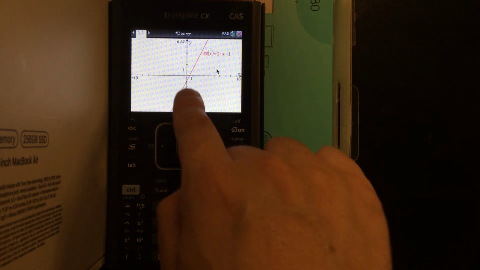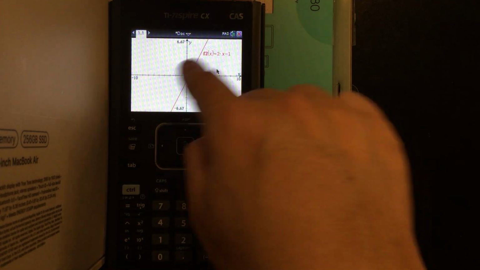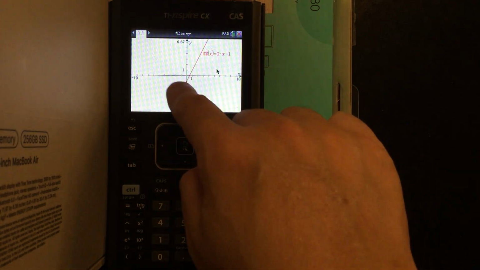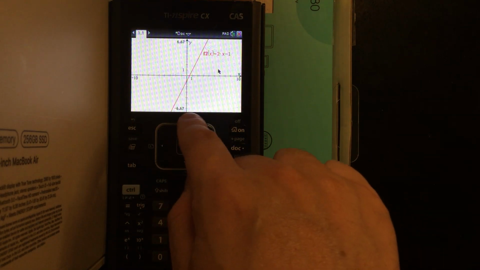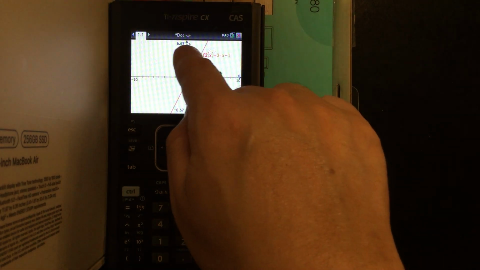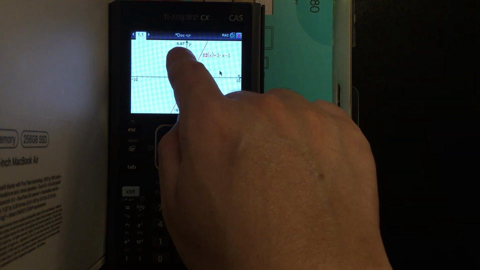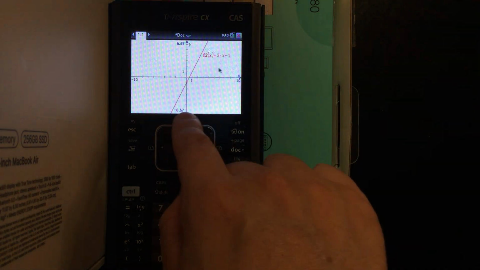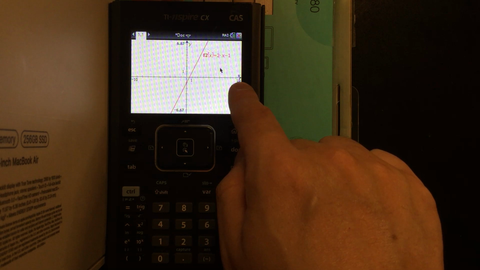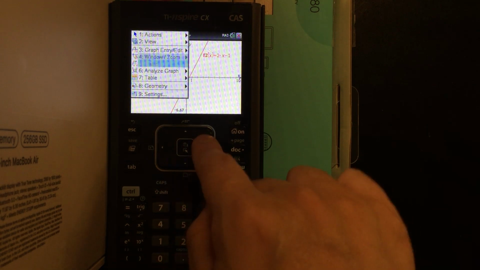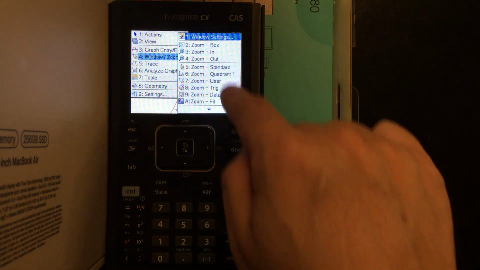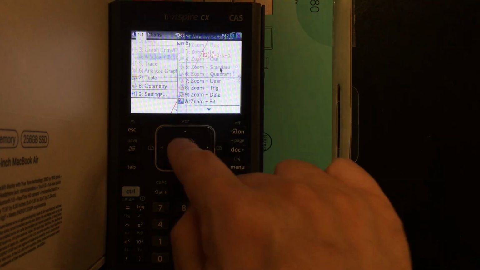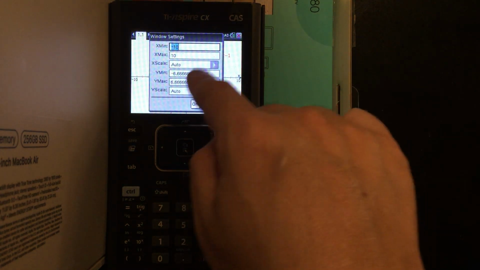It doesn't look like a lot. So if I want to draw that effectively, I need to zoom it in. But look at this. The default zoom is such that the height goes up to 6.67. The bottom goes to negative 10. Of course, you can go to menu, window, zoom. All right, you go to window setting, and this is where you can change all of that.